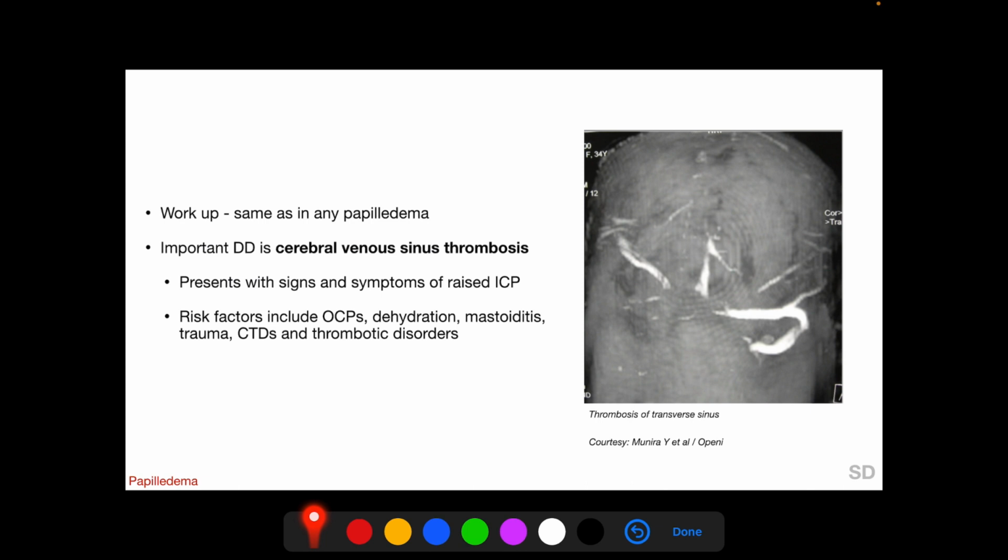How do you work up? As in papilledema, and we have seen that in any case of bilateral optic nerve edema, an MRV or magnetic resonance venography is important, because an important DD of IIH is cerebral venous sinus thrombosis. This is also very important to remember. And this presents with signs and symptoms of raised intracranial pressure, and risk factors of cerebral venous sinus thrombosis include OCPs, dehydration, mastoiditis, trauma, connective tissue disorders, and other thrombotic disorders.